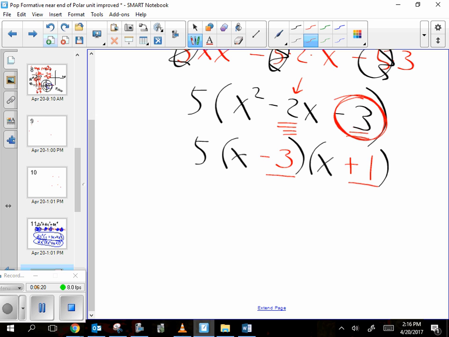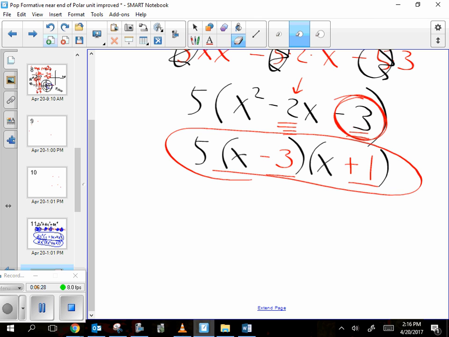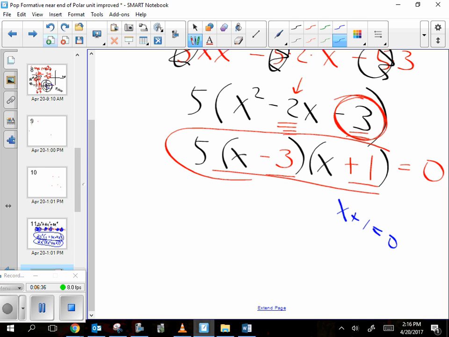All right, that's factored. So what else could be on the test? One last piece. If it says equals 0, you know that you can get those little mini bite-size equations: x plus 1 equals 0, x minus 3 equals 0.